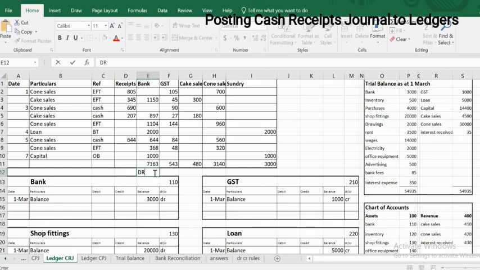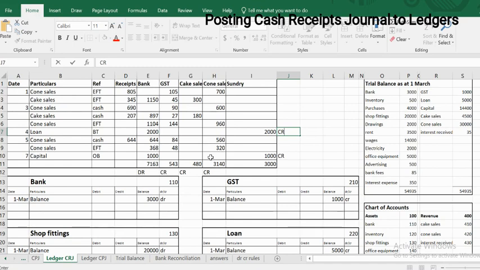Now the simple rule for this is work out what happens to bank, and everything else is the opposite. So GST will be credited, cake sales credited, cone sales credited, and up the side here, we've got capital being credited and loan being credited. To have a look at an example of one of those, let's have a look at cone sales.